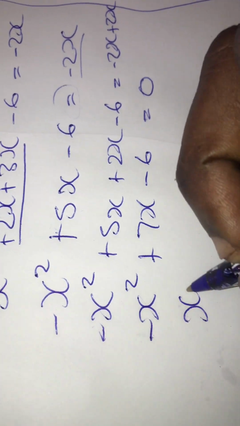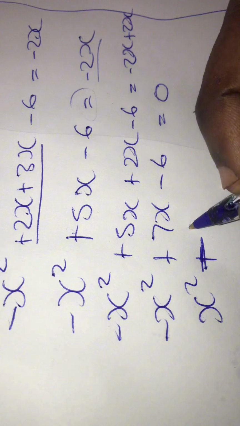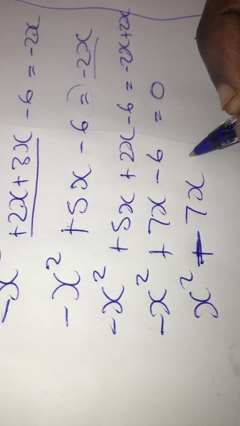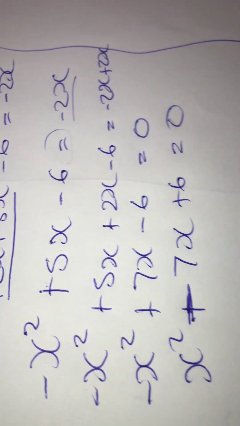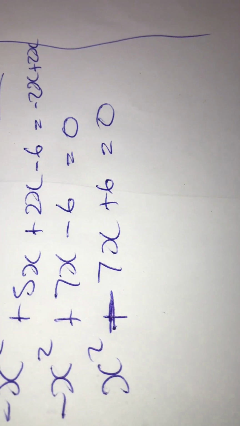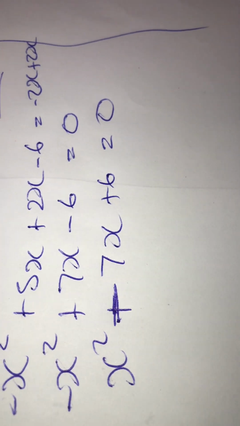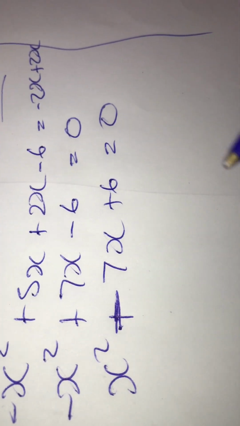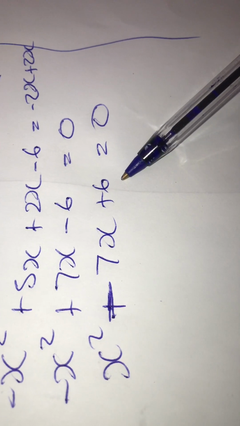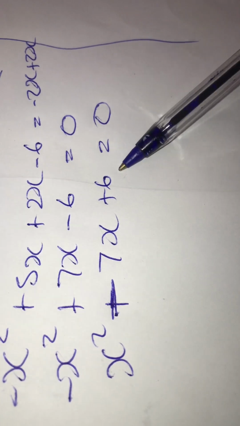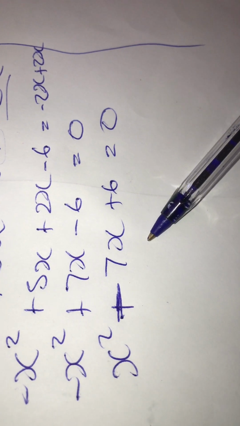Then we're going to have x squared minus 7x plus 6 is equal to 0. This is a very important step about trinomials. When we solve or factorize an expression that has 3 terms, we look for the factors of the constant number, the last number, that when we multiply them they give us this, and when we add them they will give us negative 7x.